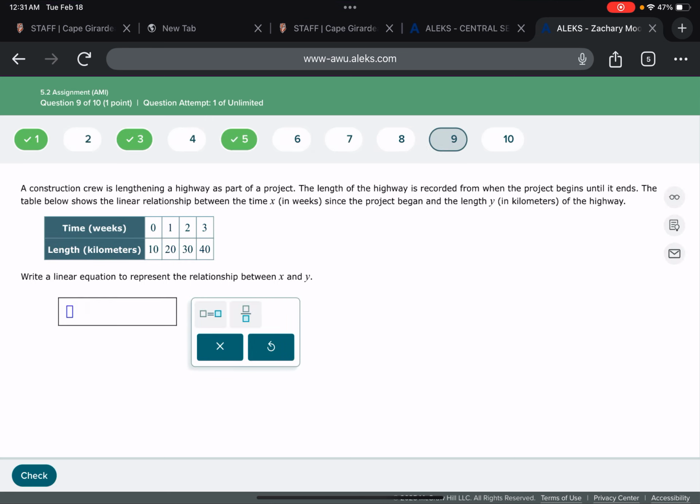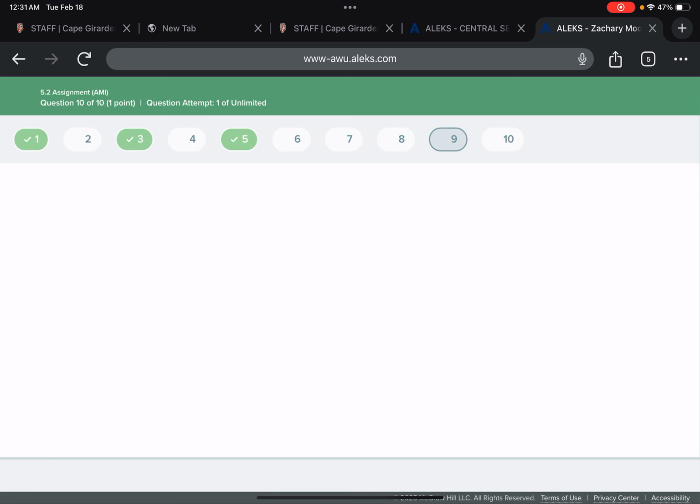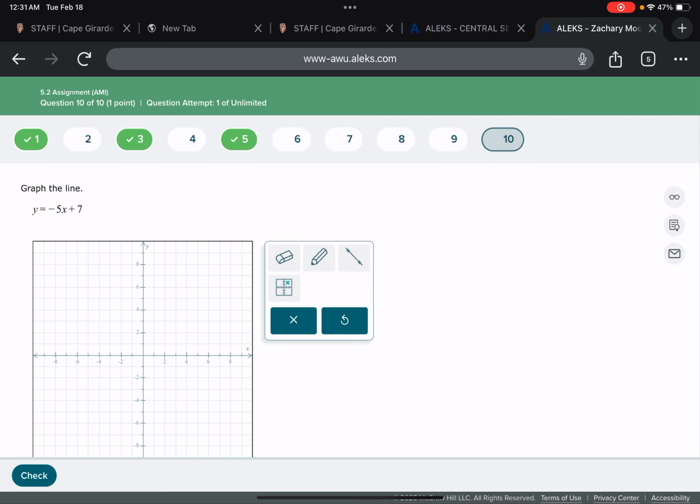And then number 9 and number 10, these are both review problems from Module 4. So like on number 10, you're just putting your y-intercept at 7, and then your slope is down 5 and to the right 1, and you would use, obviously, your tools to do that. So at +7 is your y-intercept, and then your slope is you're going to go down 5, and then it's to the right 1.